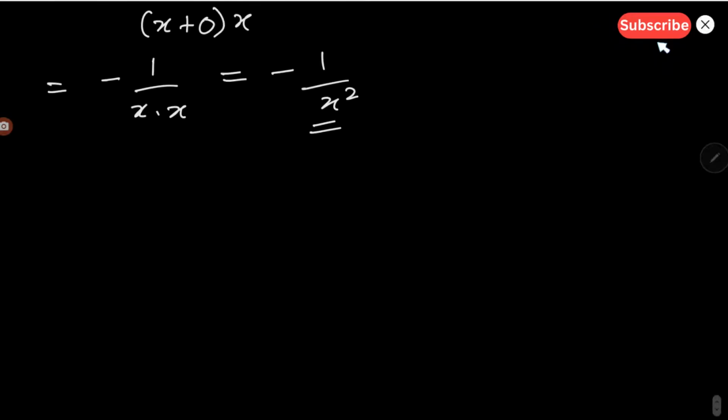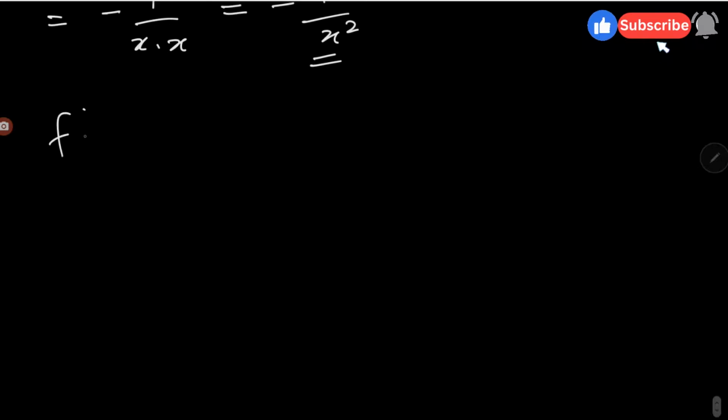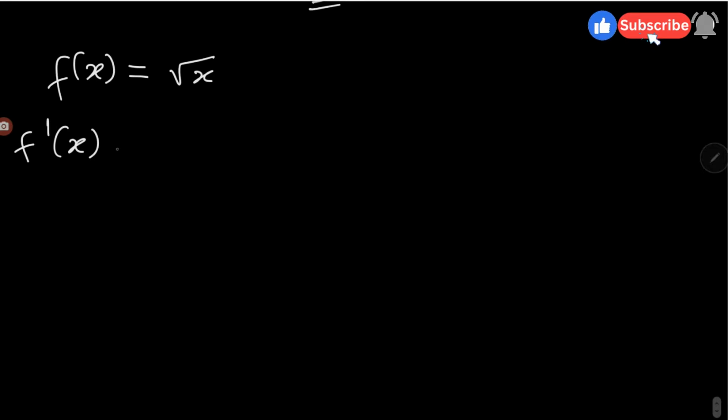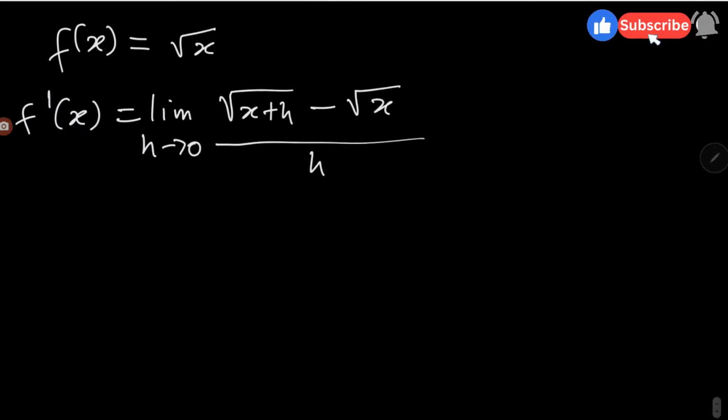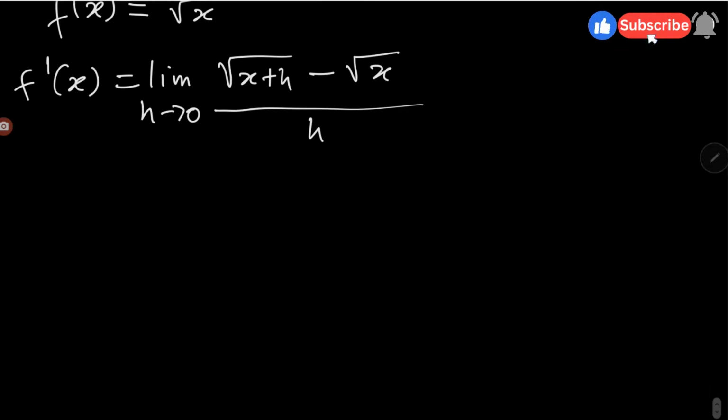Now if we are given a root function, for example, f of x is equal to the square root of x, the same principle applies. So say f prime of x is equal to the limit as h tends to 0 of f of x plus h, which is the square root of x plus h, minus f of x, which is just the square root of x, everything over h. Now for root functions, what we do is we conjugate, or we rationalize the numerator in this case.